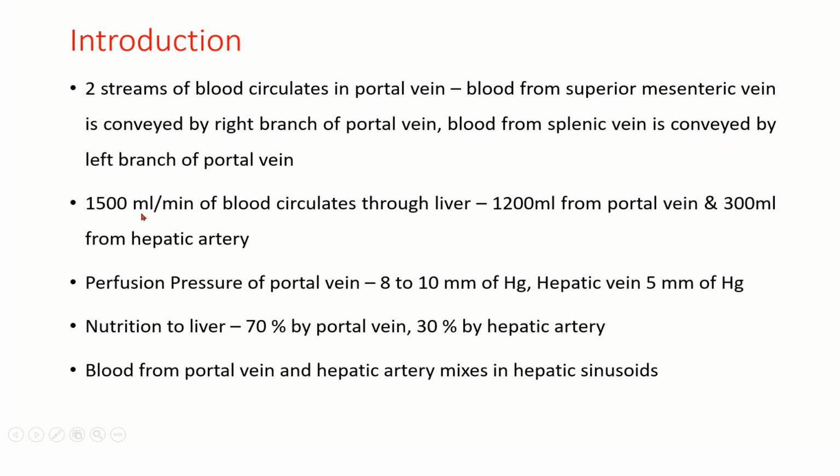Out of 1500 ml per minute which circulates through liver, 1200 ml is contributed by portal vein and 300 ml from hepatic artery. Perfusion pressure of portal vein is around 8 to 10 mm of Hg, whereas hepatic vein is 5 mm of Hg. So nutrition to liver is 70% by the portal vein and 30% by the hepatic artery. Blood from portal vein and hepatic artery mixes in hepatic sinusoids. These are the peculiarities of the portal vein.